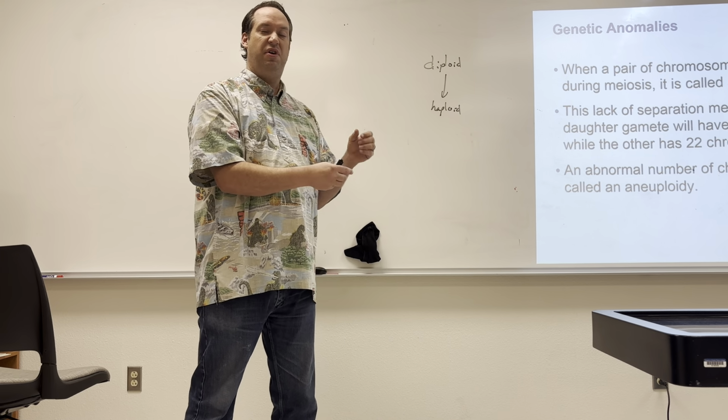Females with Turner syndrome tend to be shorter, with a broader chest and lower hairline. They always look very young for their age. They typically have sterility, like non-working ovaries.